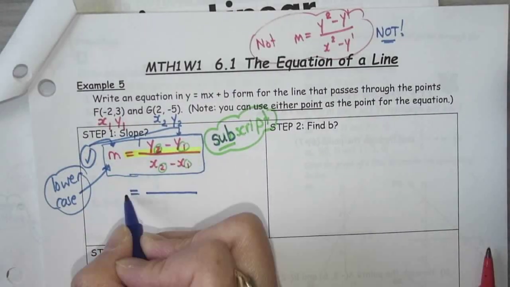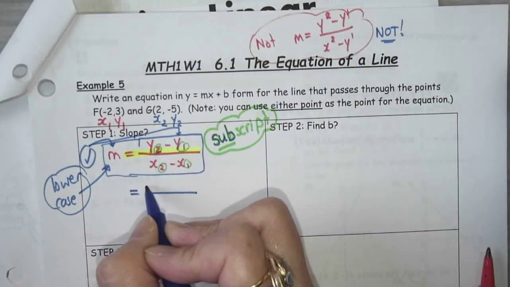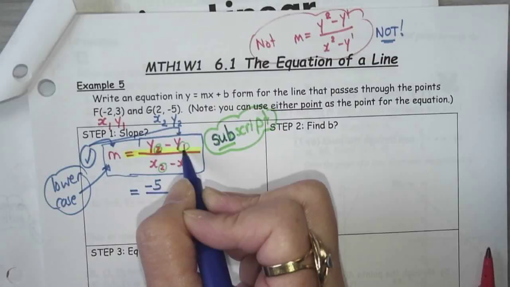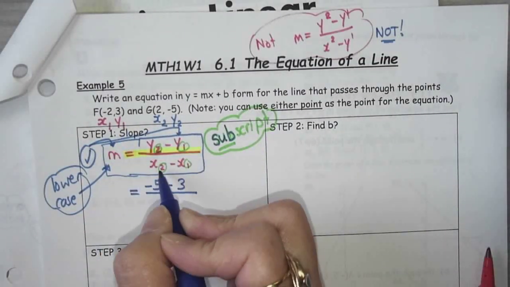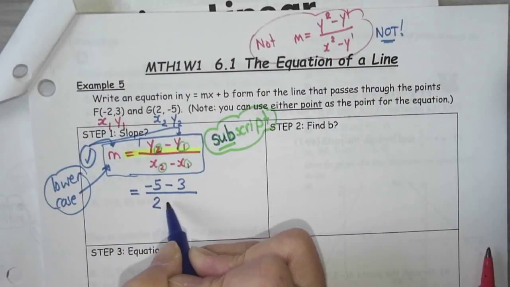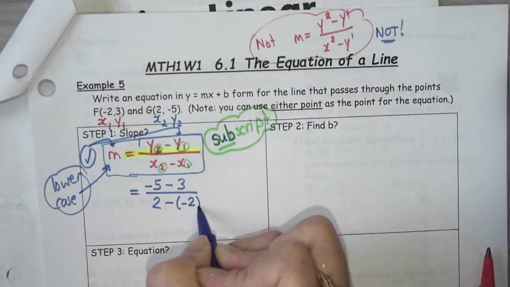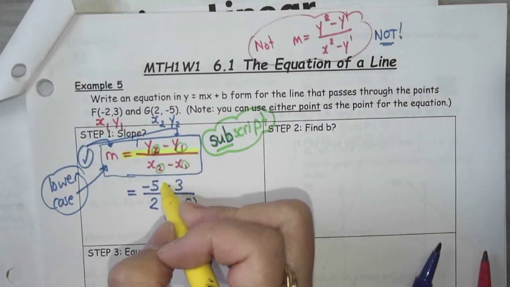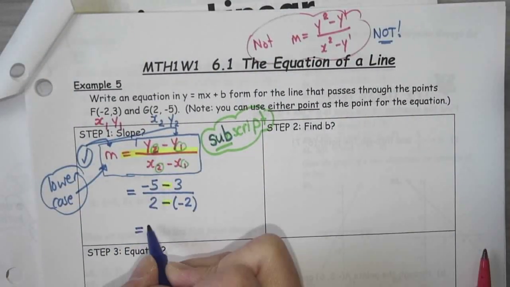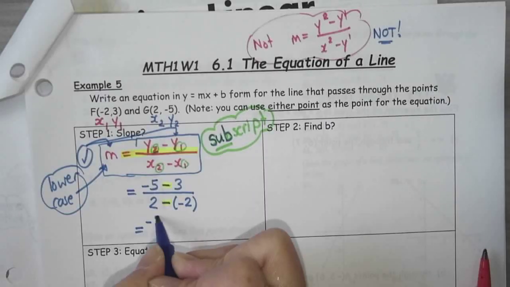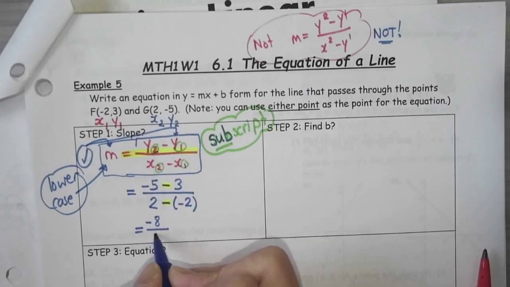So y2, see how I put the equals and I put the line first? I want that centered. y2 is negative 5. y1 is 3, so minus 3. It's always minus. x2 is this one, 2. Minus, it's always minus, negative 2. So make sure you know that it's always minus, minus, and then you're doing this. Negative 5 minus 3 is negative 8. 2 minus negative 2 is 2 plus 2, and that would be 4.